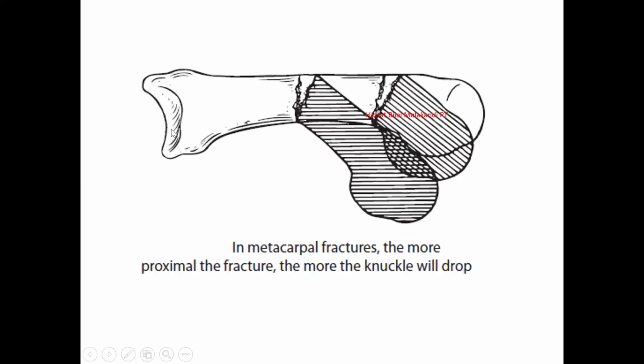So we can see here there is a fracture in the metacarpal, and the more proximal it is, the more the knuckle will drop. Suppose this is the most distal; the more distal it is, the less the knuckle will drop, and the more proximal it is, the more the knuckle will drop. So it means more proximity and more dropping of the knuckle.